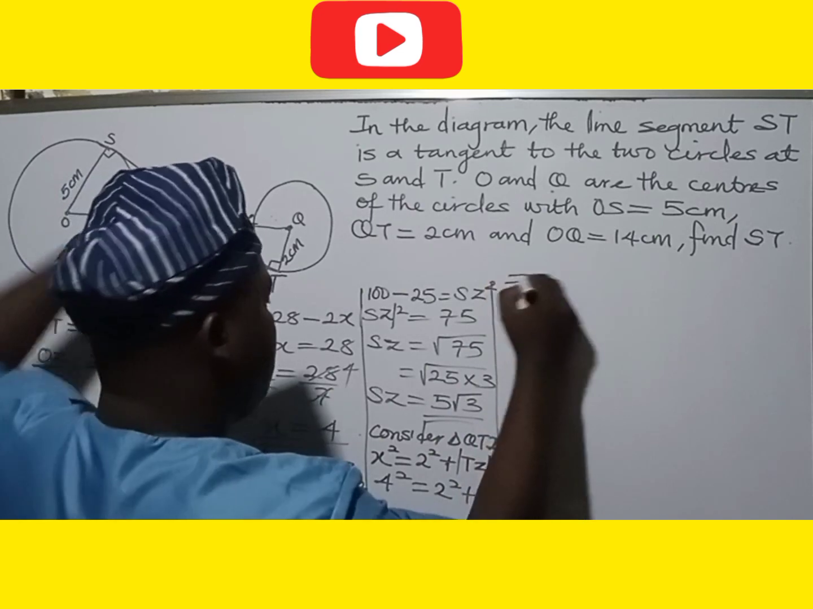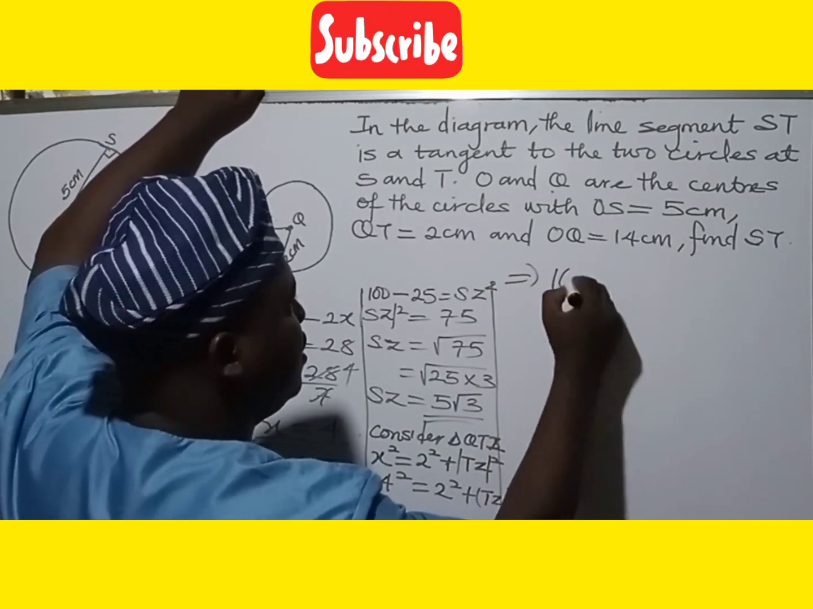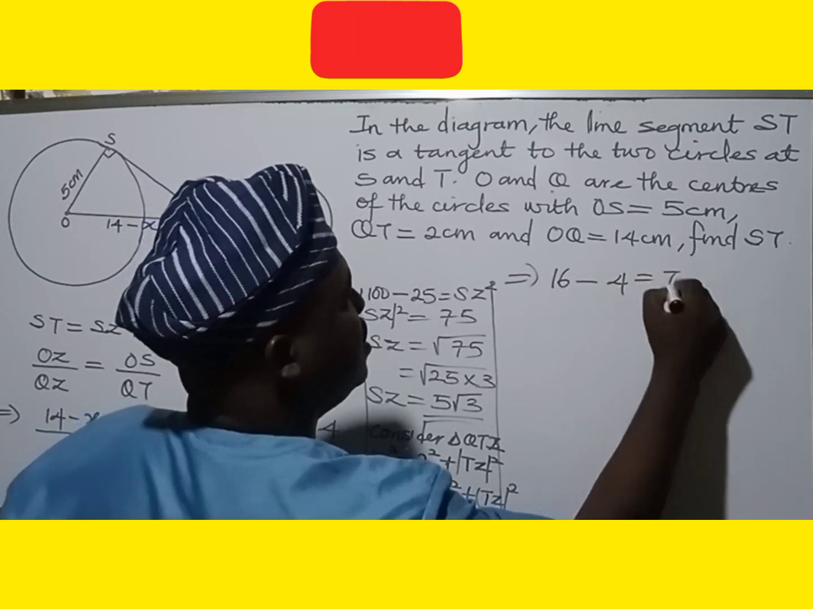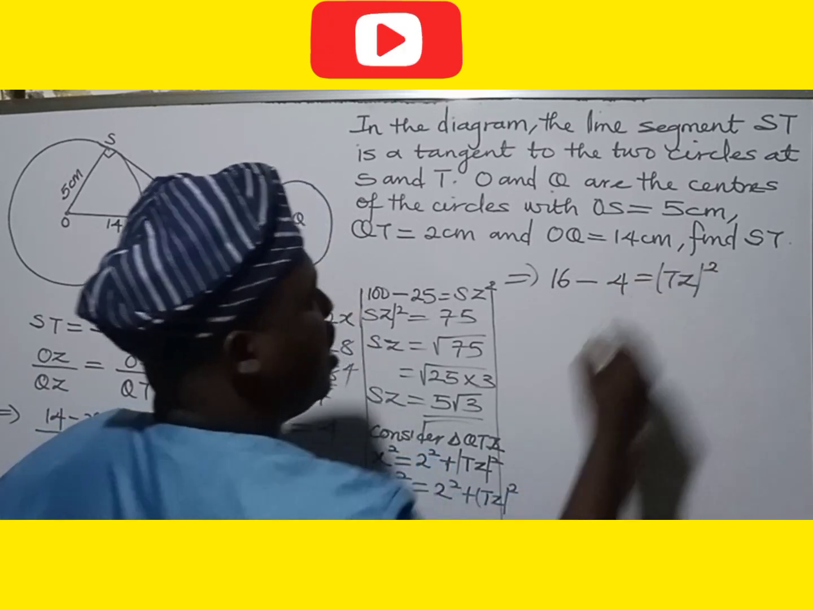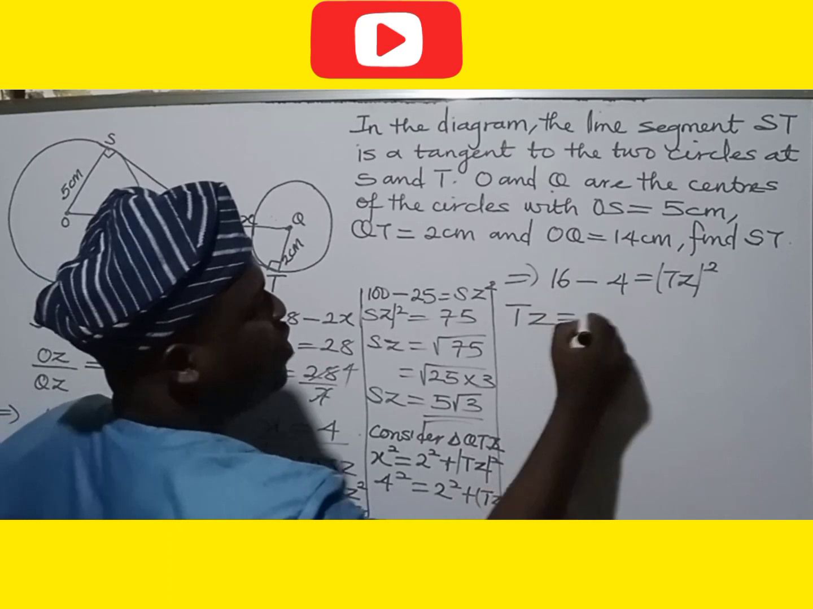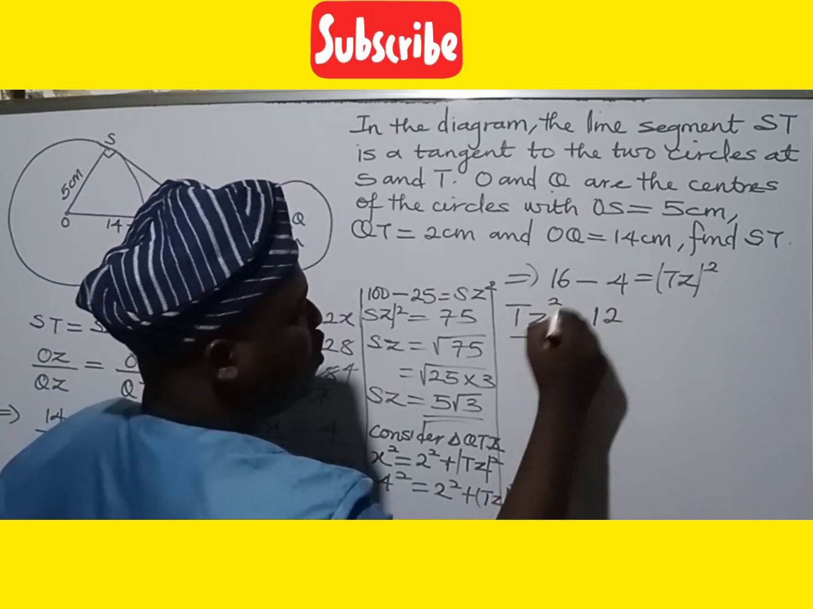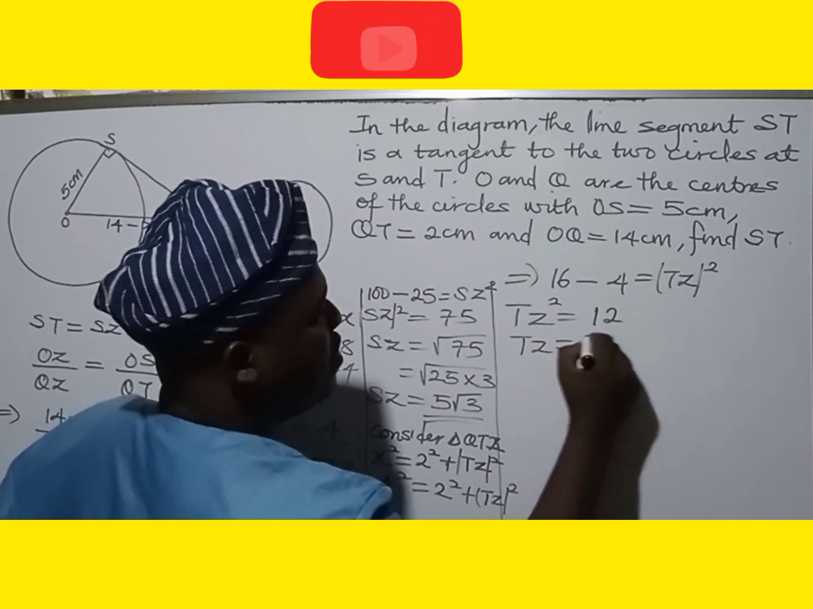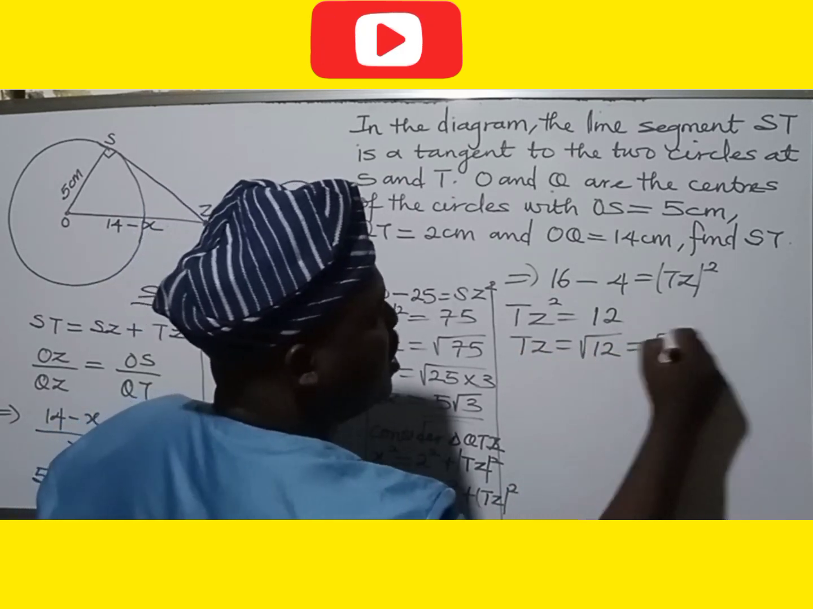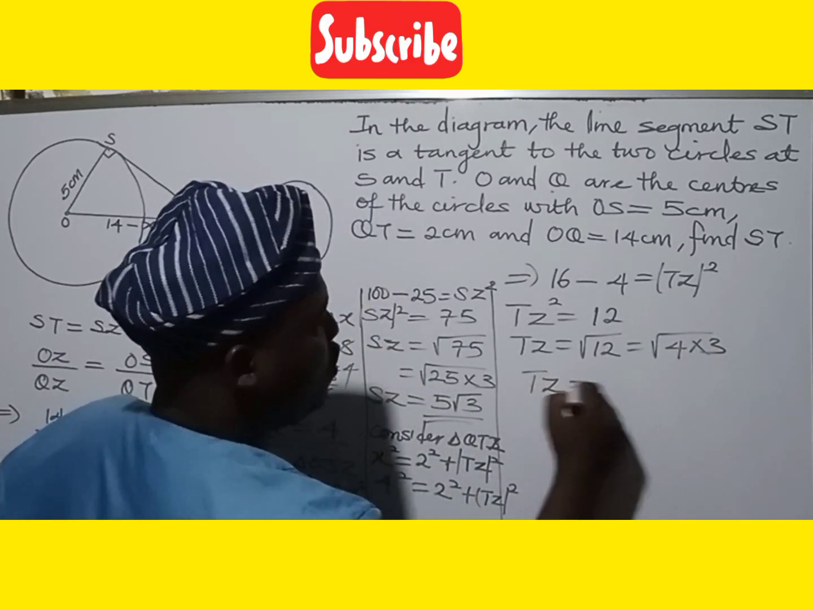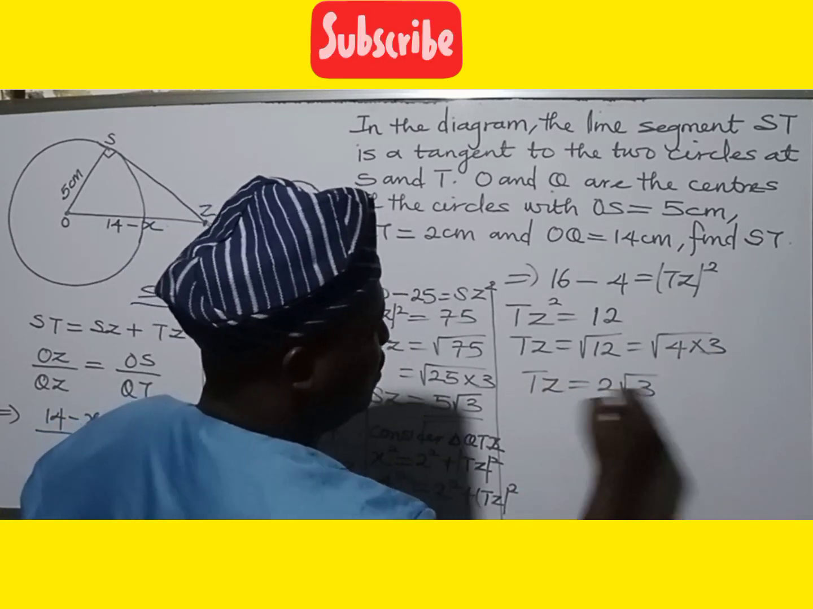That will give us 16 minus 4 is equal to TZ squared. So I have my TZ squared to be equal to 12. So my TZ will now be the square root of 12, which is equivalent to the square root of 4 times 3. So my TZ will now be 2 root 3.